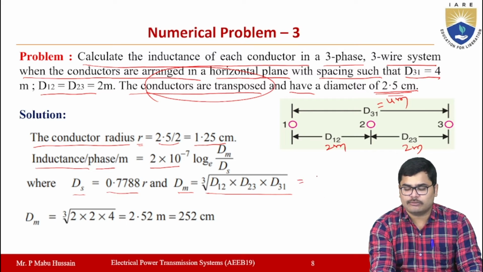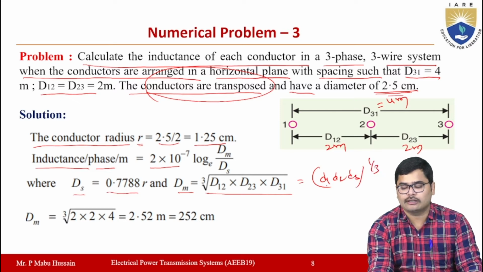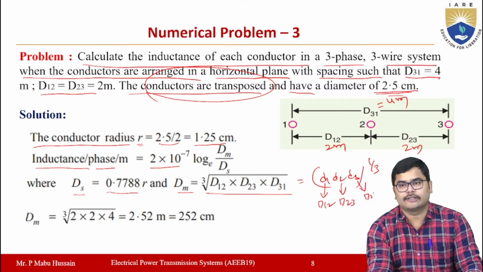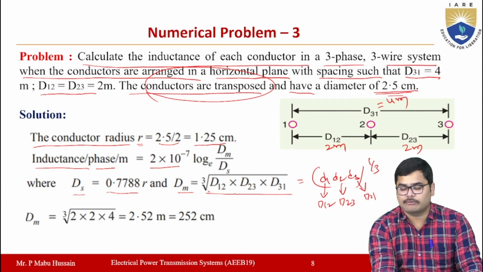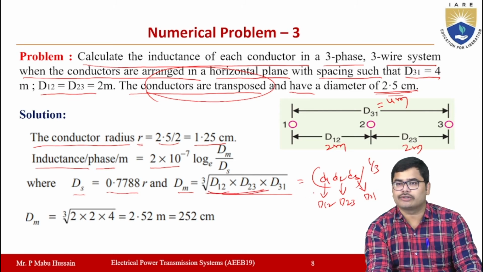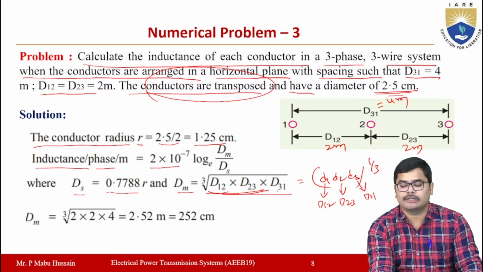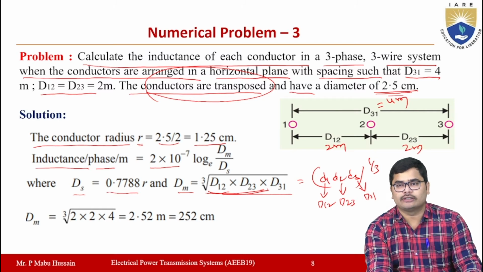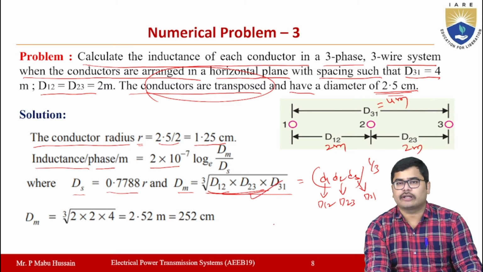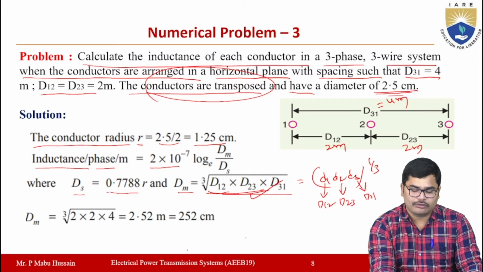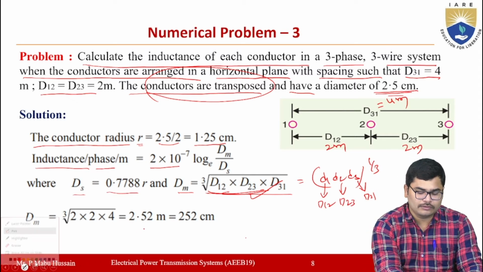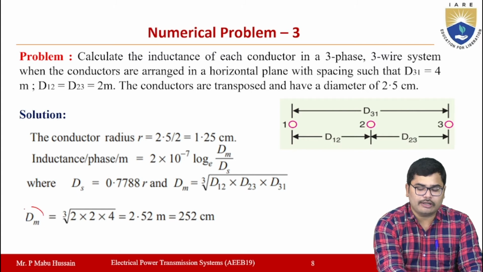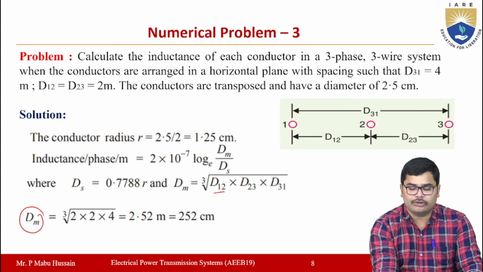So this is the same as the previous one, (D1 D2 D3) whole to the power of 1 by 3. Here, instead of D1 they are saying D12, instead of D2 they are saying D23, instead of D3 they are saying D31. So the equation is the same as the previous one, so don't get confused here. Only the distances are represented as D12, D23, D31. So I'm using this expression for calculating the value of Dm here, right?